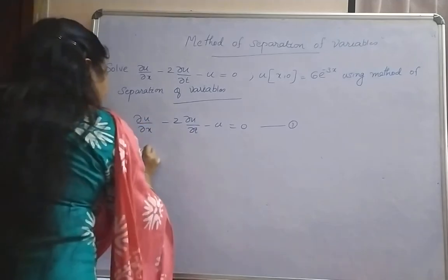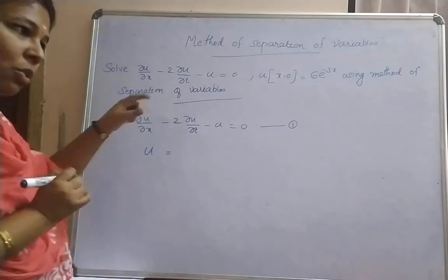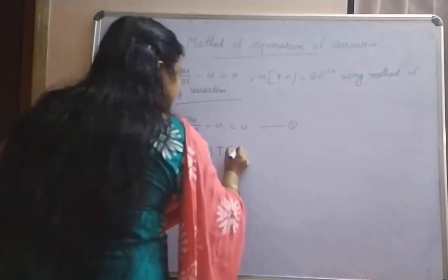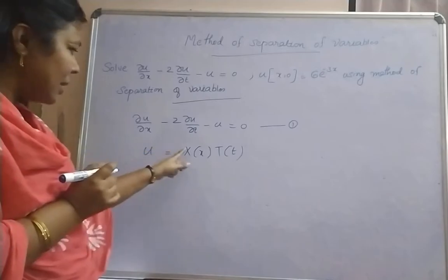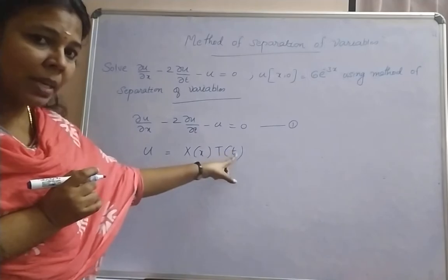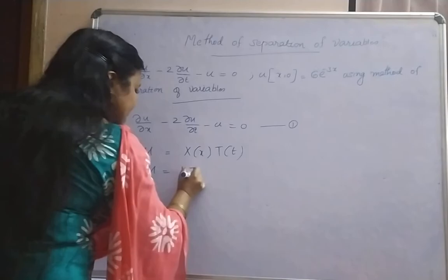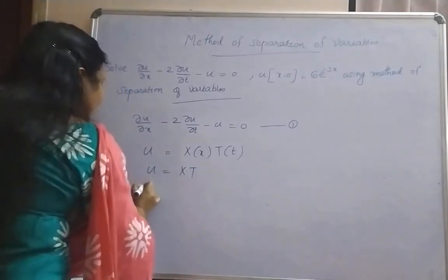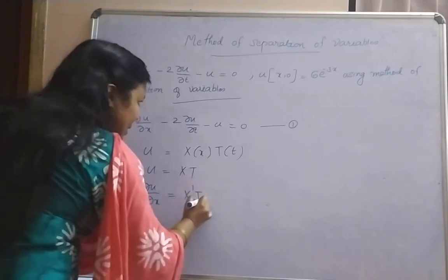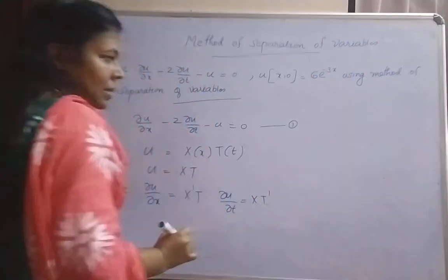Here, u is a function of x and t. The solution is of the form u equal to X(x) into T(t). Here, capital X is a function of small x alone and capital T is a function of small t alone. Simply we have to write u equal to capital XT. Now, ∂u/∂x is X'T and ∂u/∂t is XT'.